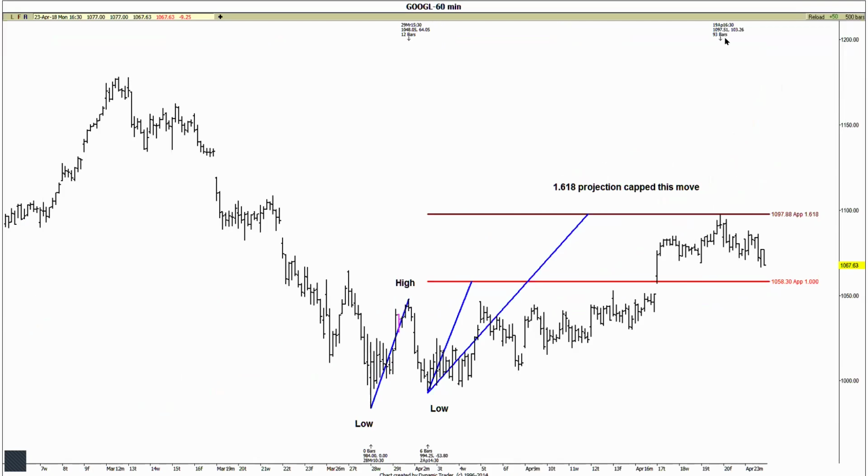1097.88, and 1097.51 ended up being the actual high. And you can see that we did have a healthy pullback after this. Now, typically, if you know that there's resistance coming up with one of these extensions, you want to ratchet up your stops. I mean, some people might just ratchet up, let's say using a prior swing low or something like that.